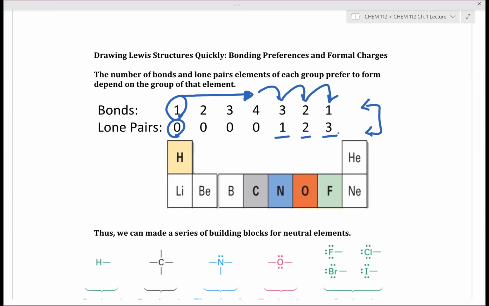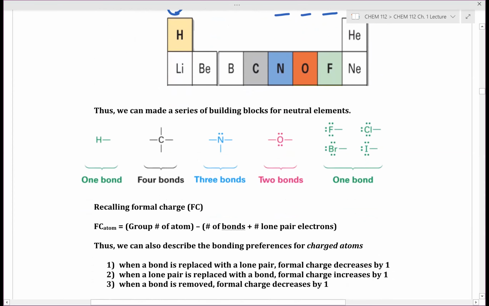Now, from this common bonding preference, we can make a series of building blocks for neutral elements. Hydrogen is always going to want to form 1 bond. Carbon will always want to form 4. Nitrogen has 3 bonds and what else? 1 lone pair, exactly. Oxygen likes to form 2 bonds and how many lone pairs? 2. And the halogens, chlorine, bromine, fluorine, iodine, like to form 1 bond and how many lone pairs? 3, exactly. So these are our building blocks for neutral elements.